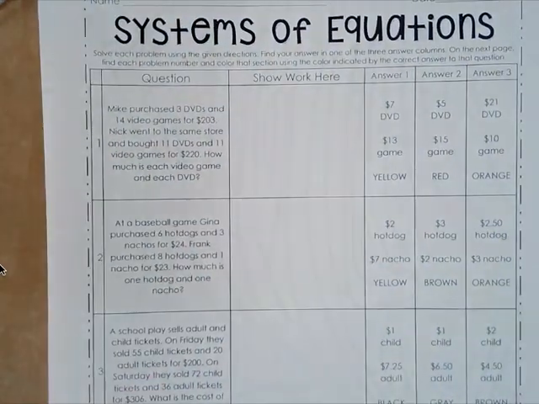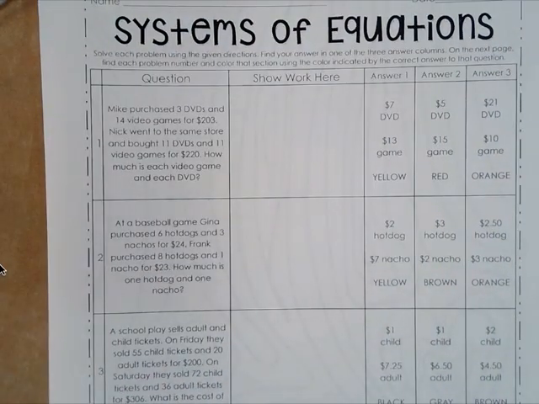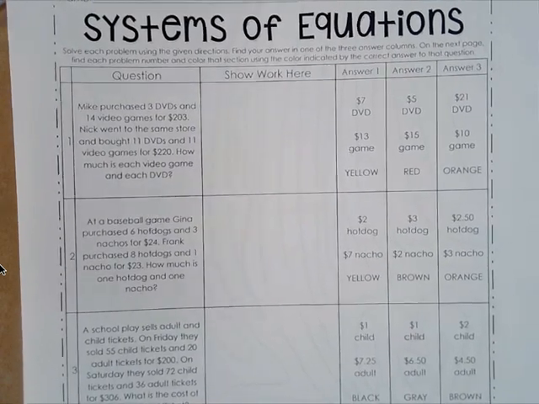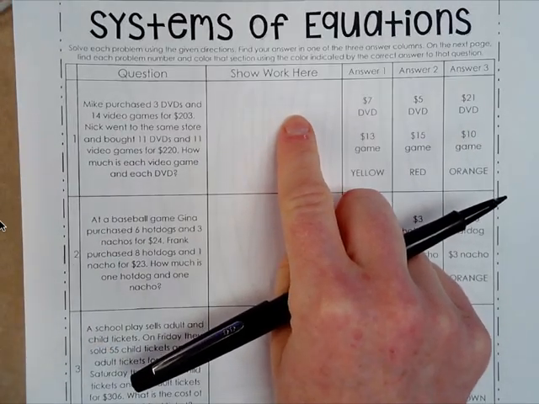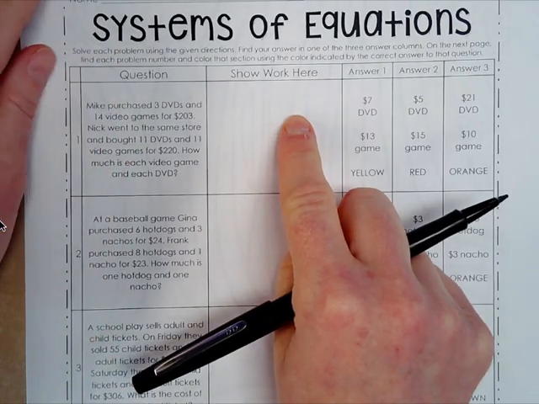All right, let's look at the front. Solve each problem using the given directions. Find your answer in one of the 3 answer columns. On the next page, find each problem number and color that section using the color indicated by the correct answer to that question. So your showing work here is what your equations are.